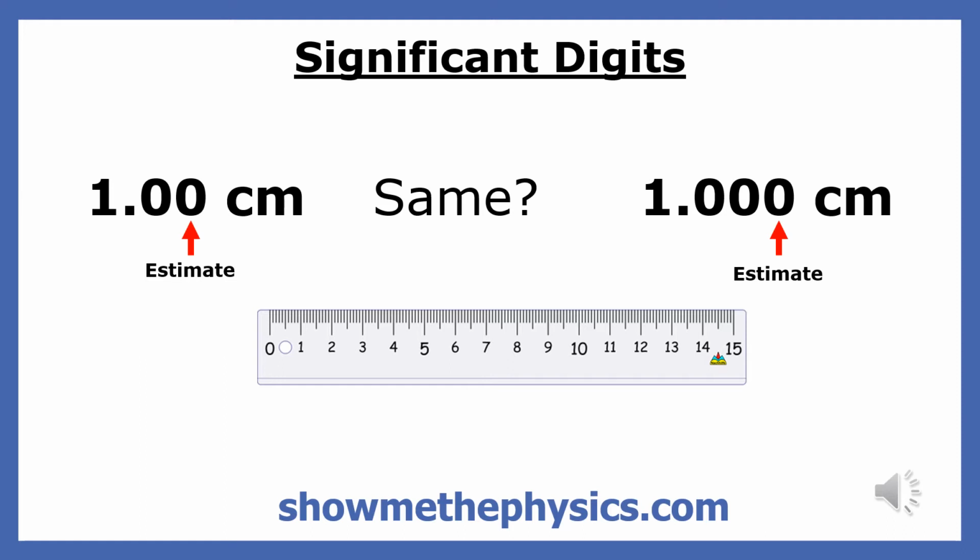The significant digits in a measurement are all the digits in your measurement that you are certain of plus your estimate. The first measurement has 3 significant digits and the second one has 4.